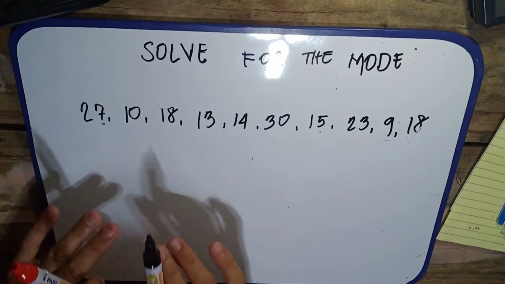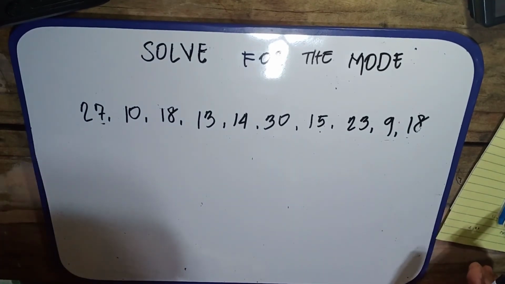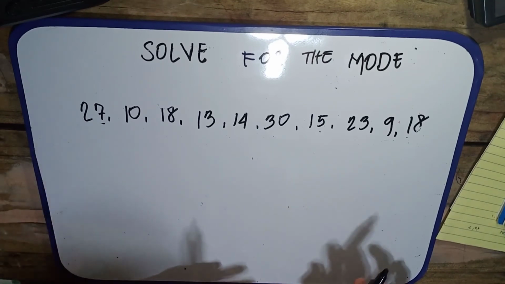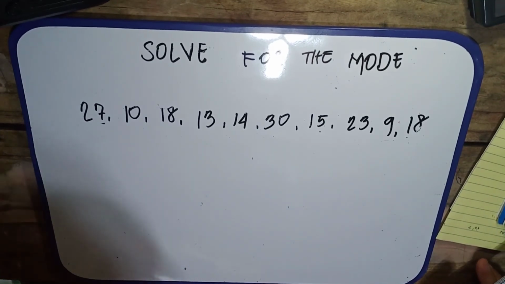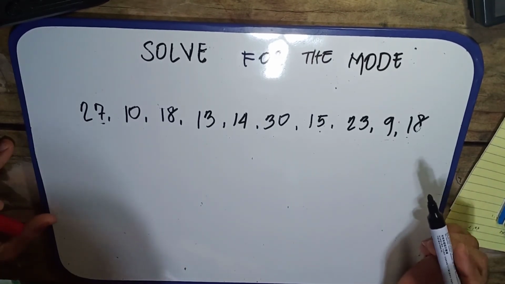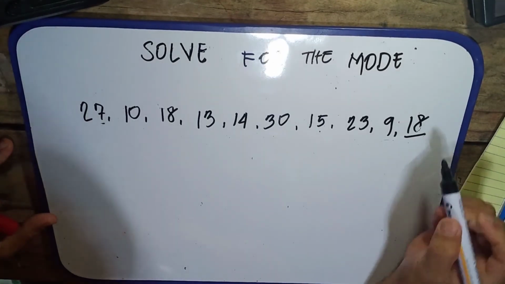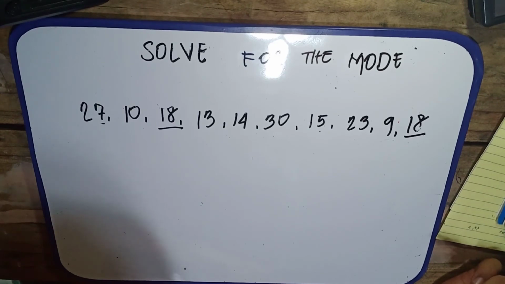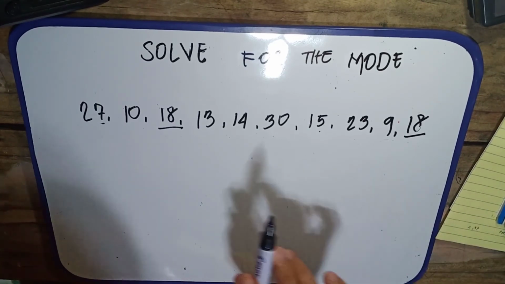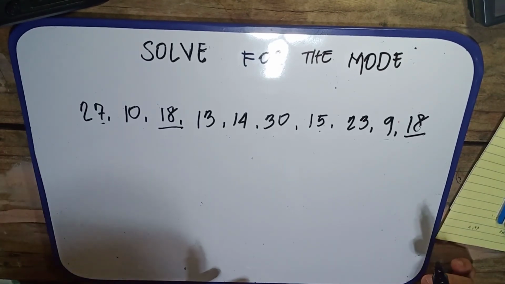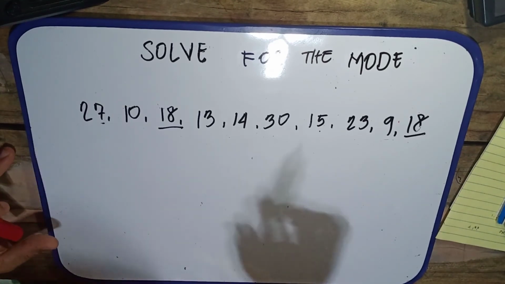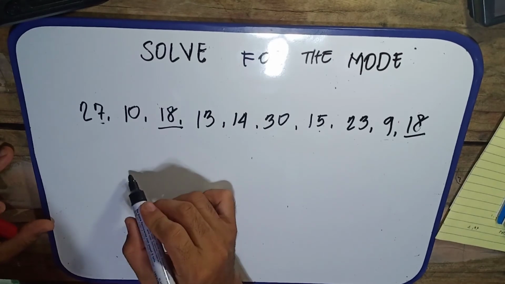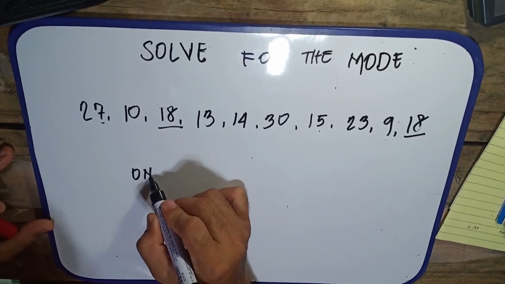In the data set that I gave you, how many numbers are repeated? Okay, so we can see 18 here is being repeated. Alright, so in this data set, we can see that there is one mode. Alright, so one mode.